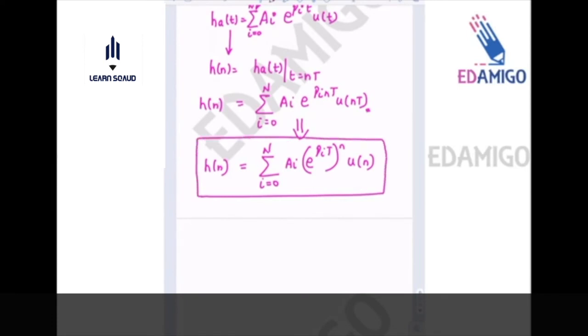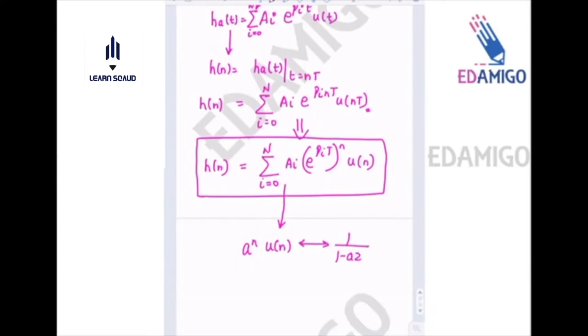Now if I take the Z transform of this, as we know that a to power n u[n] has Z transform 1 upon 1 minus a z inverse. So H(z) will be summation i equal to 1 to N of A_i upon 1 minus e to power p_i T z inverse.